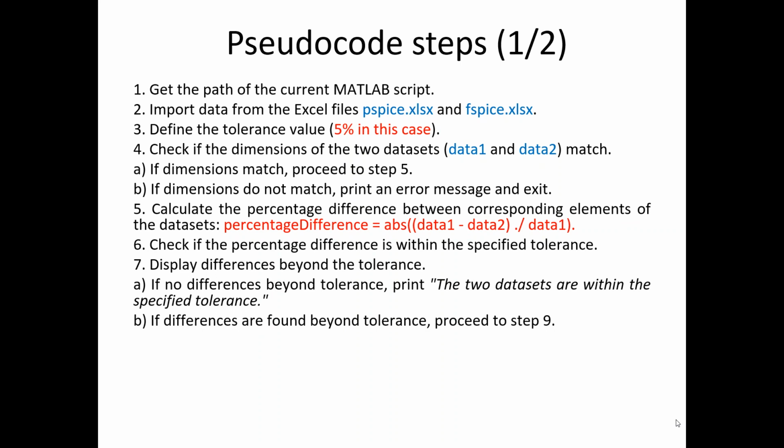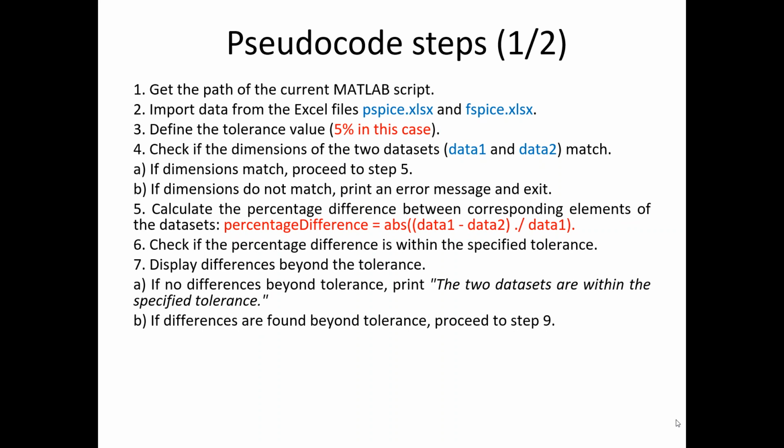We also check if the dimensions of the two datasets, data 1 and data 2, match. If dimensions match, then we proceed to step 5. If the dimensions do not match, we print an error message and then exit. So napaka-important nun for the data validation purposes para makuha natin yung desirable results natin when we do the comparison. And then of course, we calculate the percentage difference between the corresponding elements of the data sets using this formula. Percentage difference is equal to the absolute value of data 1 minus data 2 all over data 1.